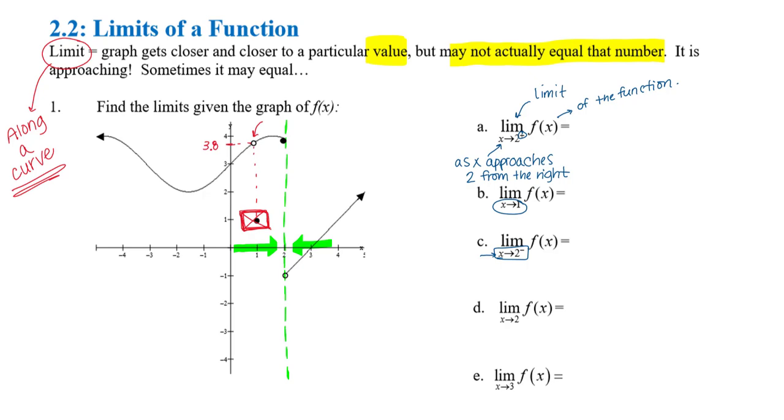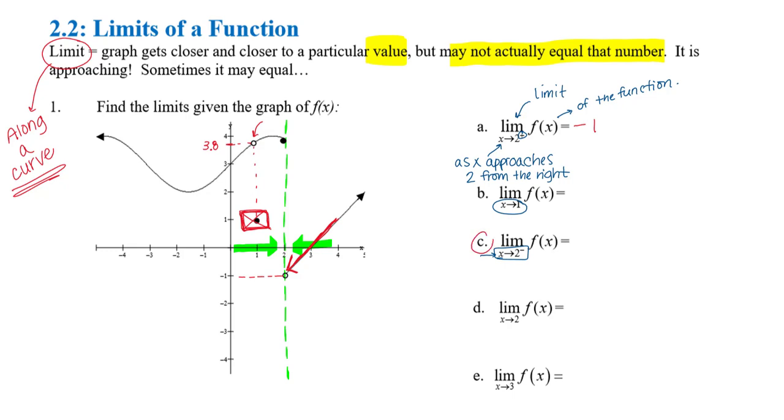So if I'm asking for a limit as x approaches 2 from the right, I see the green line where x is equaling 2, but now I want to come along my curve. So I'm coming along my curve as x approaches 2 from the right. I appear to have a y value or output, even though it's a hole, that's okay, of -1.